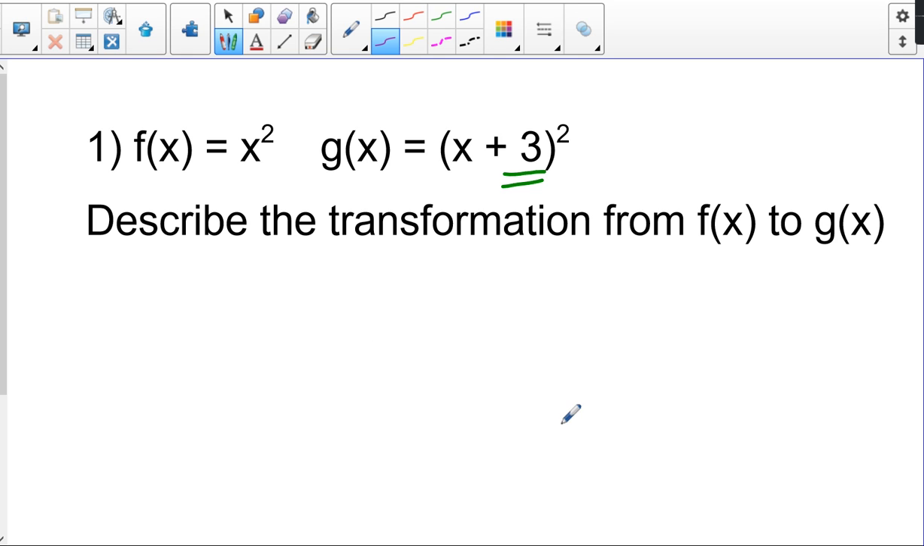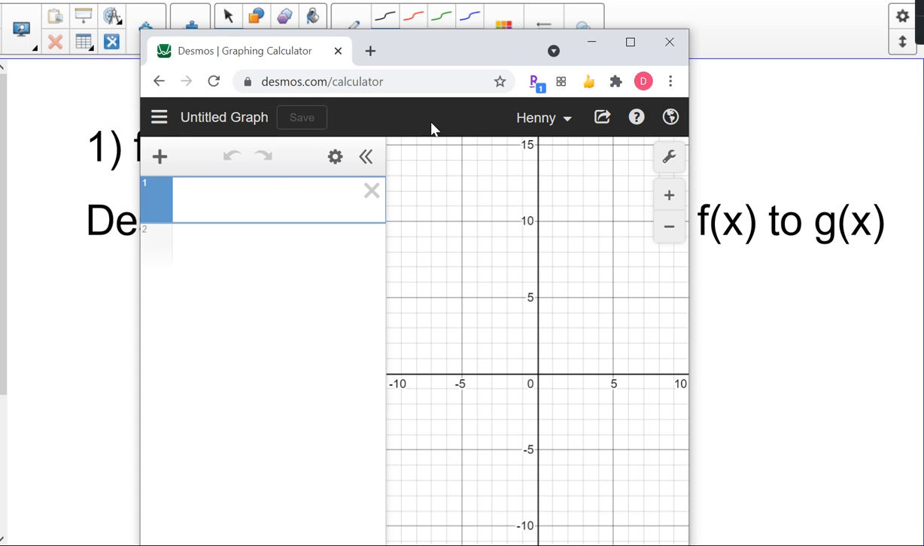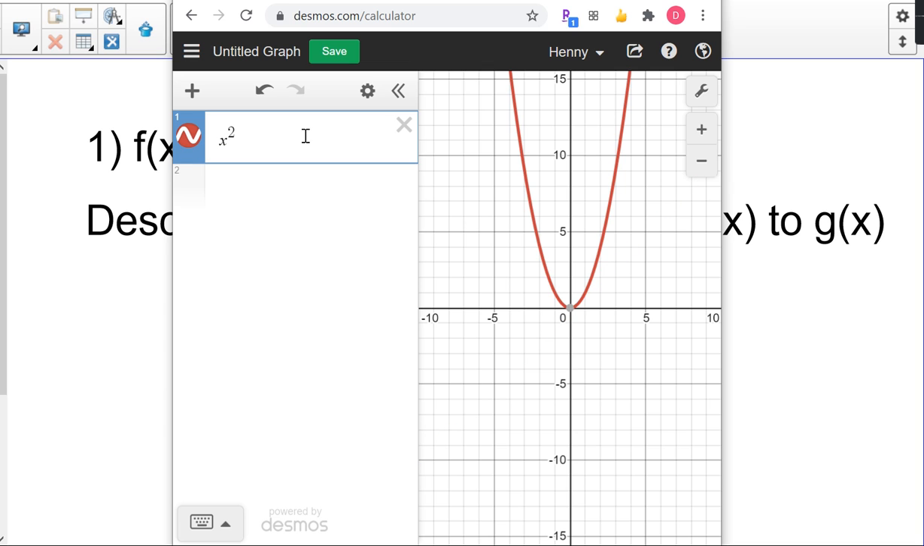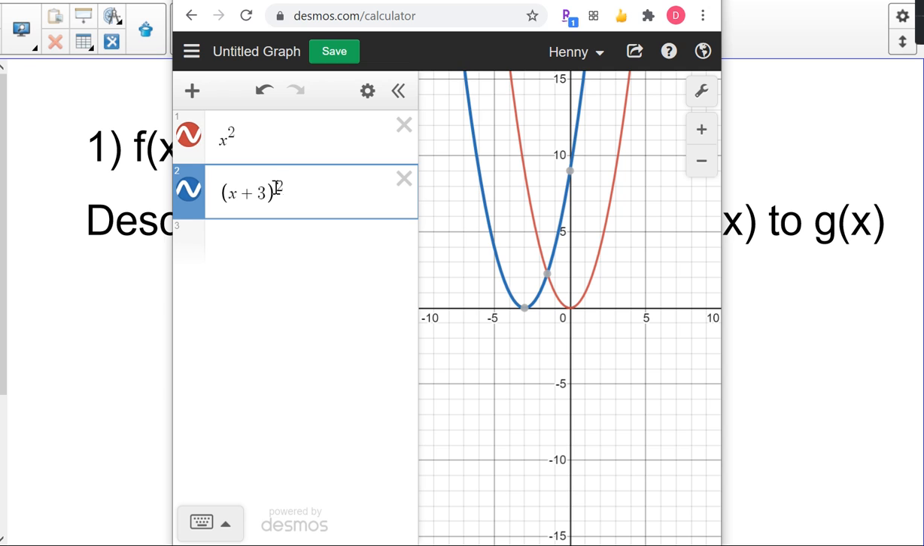I would like to also show it to you on the calculator in case some of you don't remember this rule. You're welcome to put this in a calculator to double check on the test as well. So we start with x squared, and then we have (x + 3) squared. Okay, so if you notice x squared, the red function starts at (0, 0). And then to get to the next function, it moves 3 units to the left.